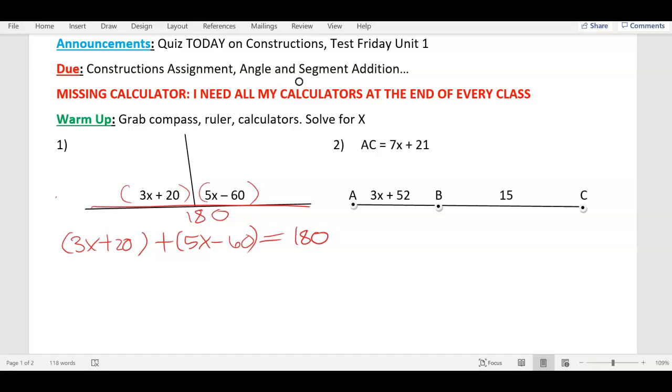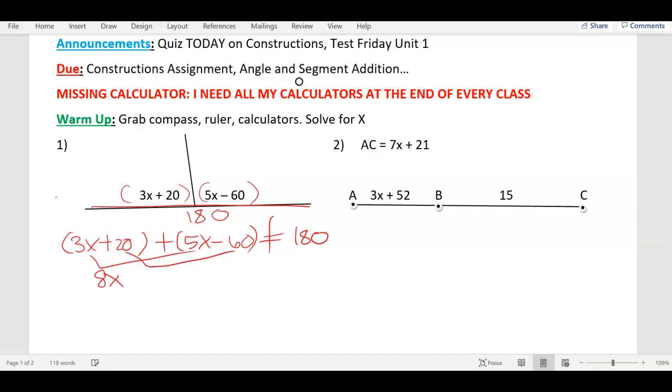Now, we need to solve this. This was from yesterday's warm-up. If you have 2 x's, either you get rid of one or you combine them, depending on where they're at. So on this problem, both x's are on the same side. Do I combine them or do I get rid of one? What do you think? Combine them. So if it's same side, combine like terms. Same side, combine. So the 3x and the 5x are like terms. What does that make when I combine them? 8x. Okay. Also on the same side is 2 numbers that can combine, 20 and minus 60.